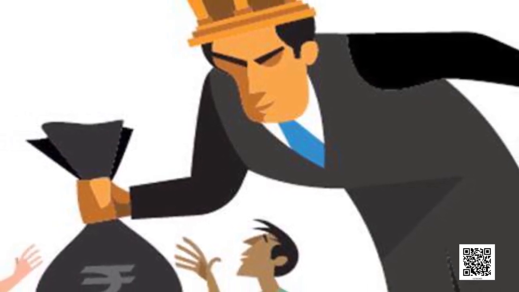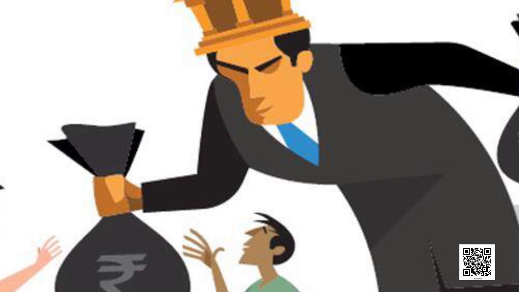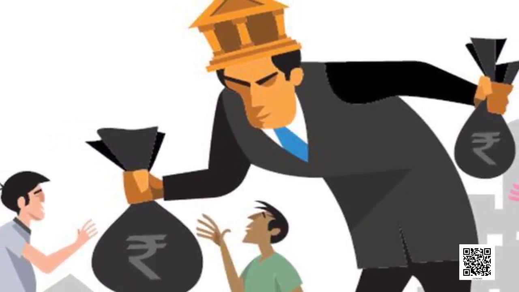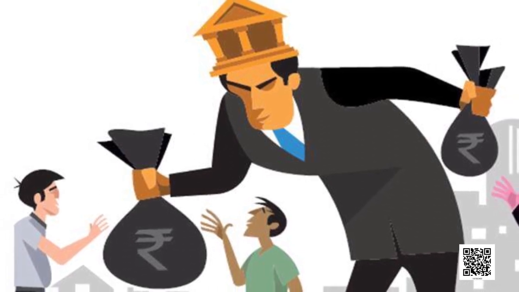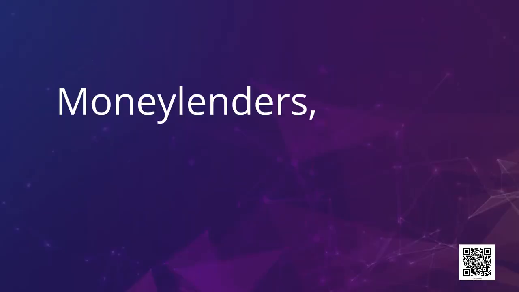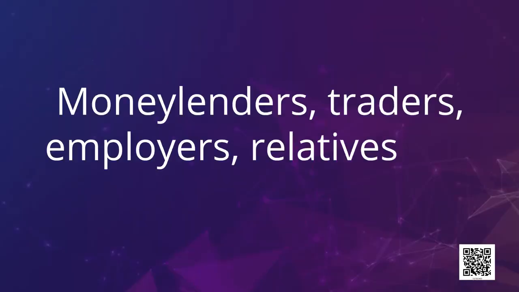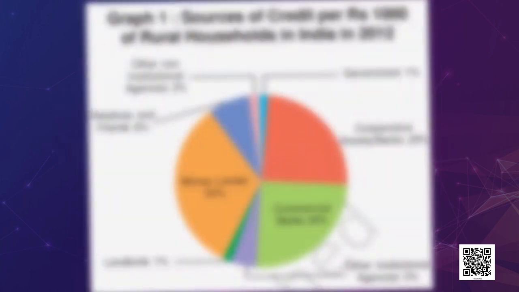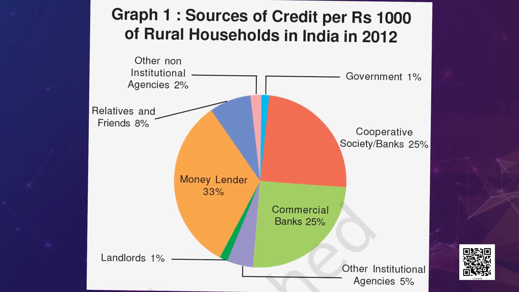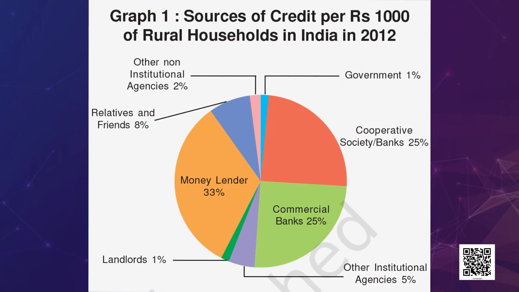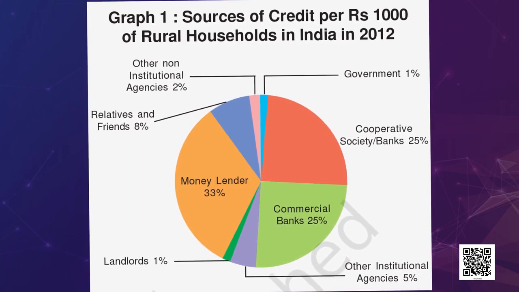We have seen in the above examples that people obtain loans from various sources. The various types of loans can be conveniently grouped as formal sector loans and informal sector loans. Among the former are loans from the banks and cooperatives. The informal lenders include moneylenders, traders, employers, relatives, and friends. In the graph given in your books, you can see the various sources of credit to rural households in India. Is more credit coming from the formal sector or the informal sector?